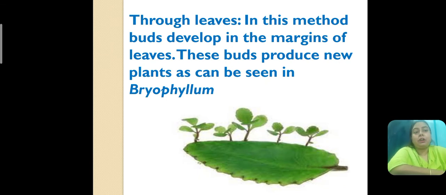Vegetative reproduction or propagation, as it is called, can occur through leaves as well. In this method, the buds develop in the margin of the leaves. These buds produce new plants, which can be seen in case of bryophyllum or begonia. These small plantlets, under suitable conditions, are capable of existing as individuals. They break off from the margin, fall onto the moist ground and continue their life as a new plant.